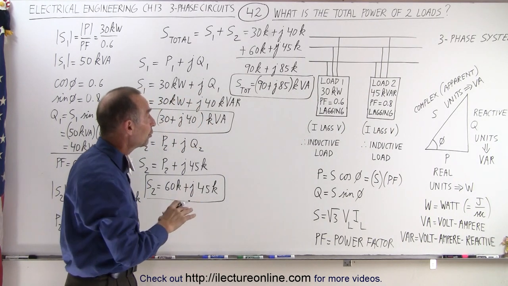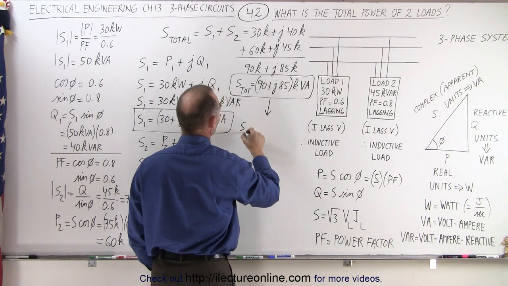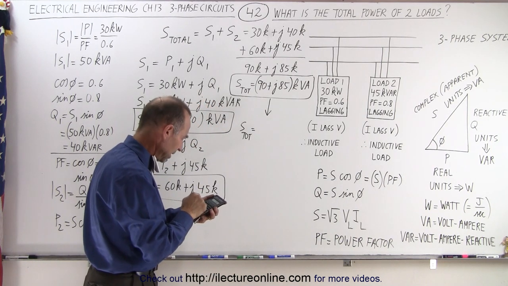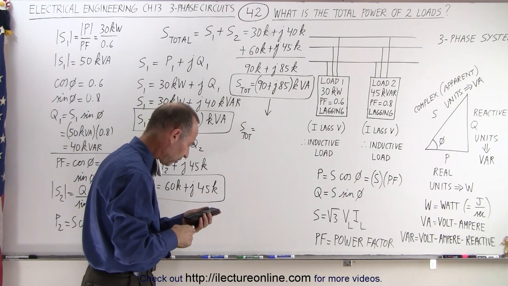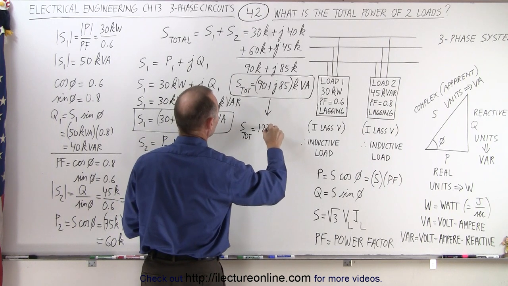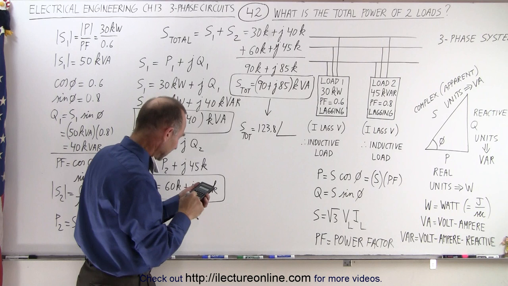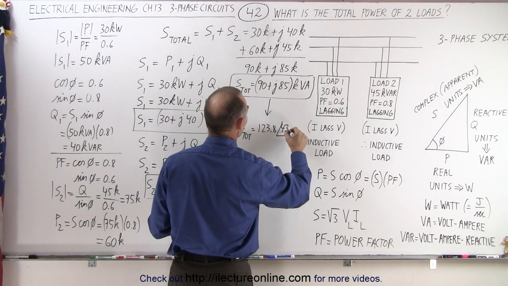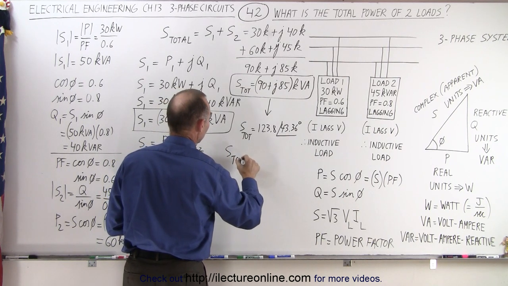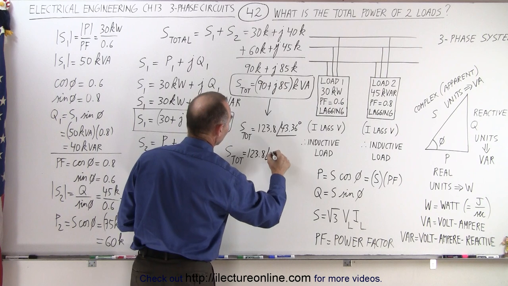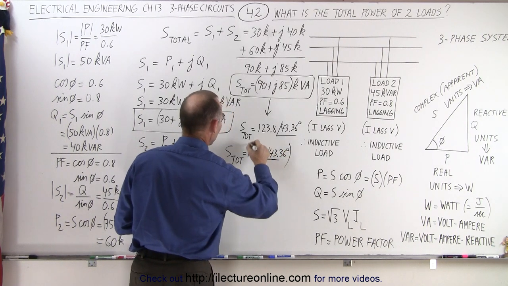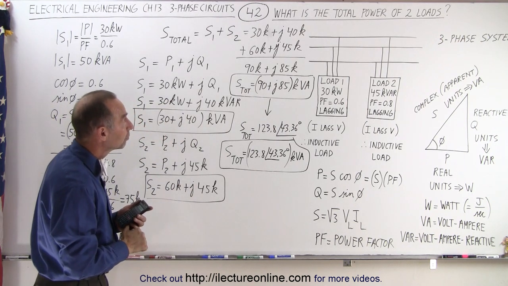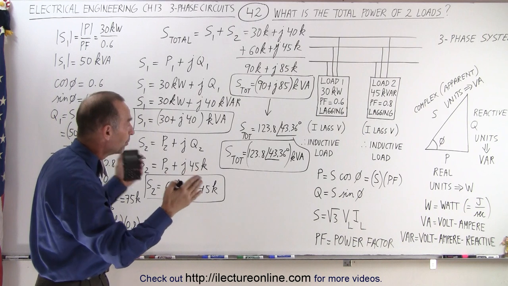Now we want to convert that to magnitude and phase angle format. So this can also be written as S total is equal to the square root of 90 squared plus 85 squared. It gives us 123.8 with a phase angle of 85 divided by 90, take the inverse tangent of that, which is 43.36 degrees. So S total is equal to 123.8 with a phase angle of 43.36 degrees, and with the units of kVA, volt ampere, for the total, what we call complex or apparent power of the two loads together.